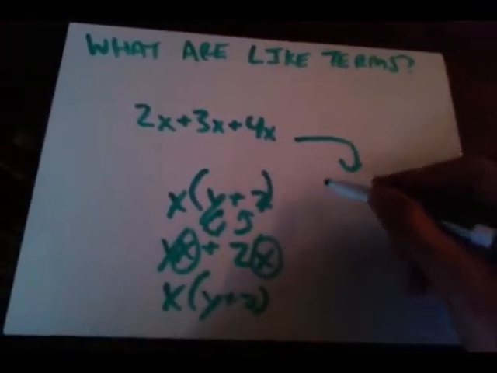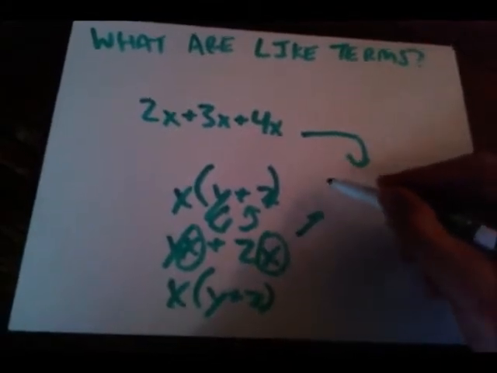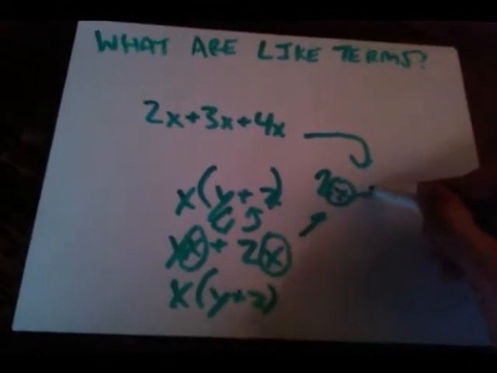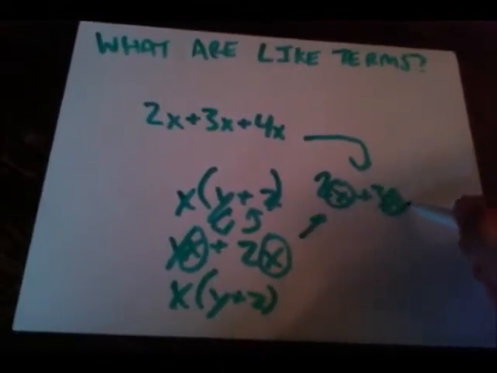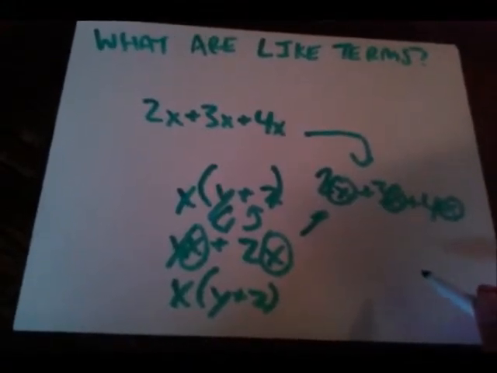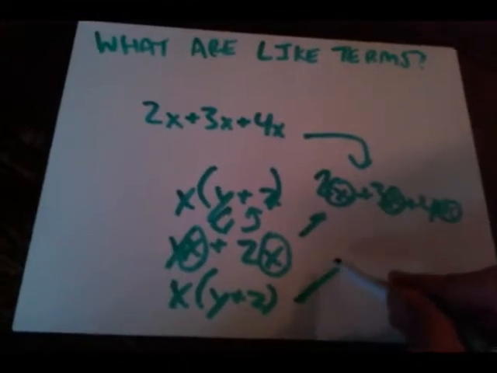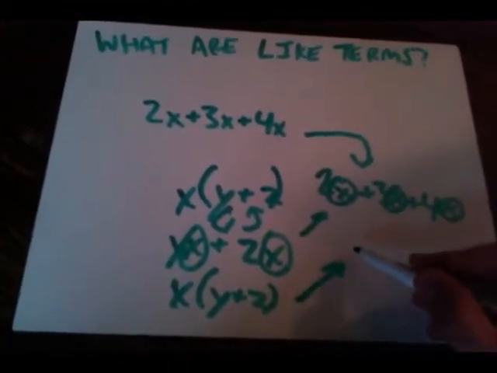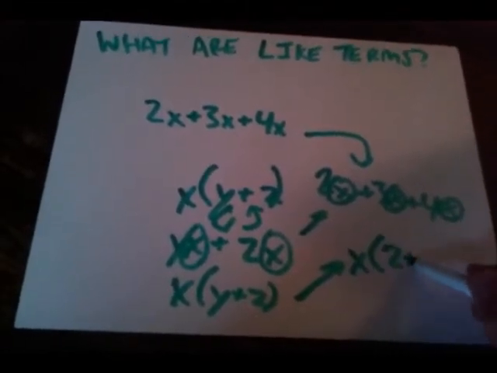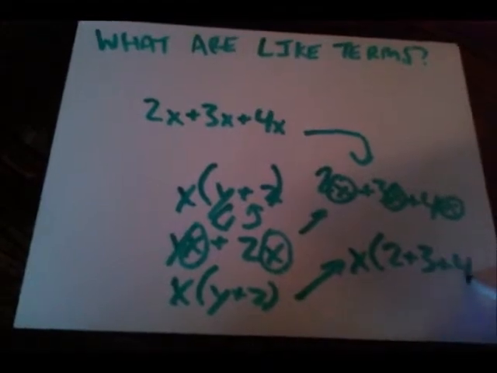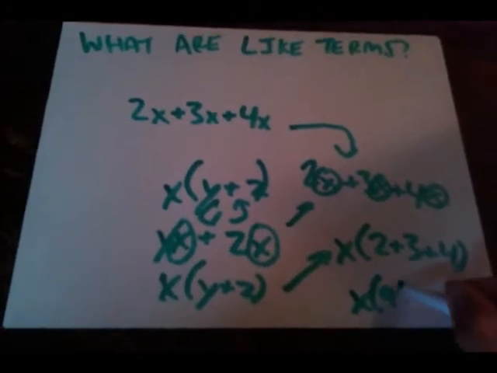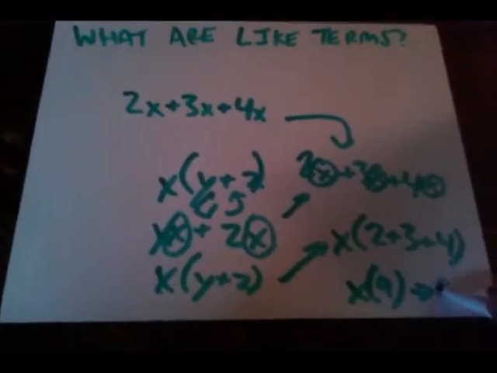So what we want to do is say, okay, we have 2x plus 3x plus 4x. Now we want to turn that into this. So we put the x outside, and then we add 2 plus 3 plus 4. We can add those together. What's 2 plus 3 plus 4? That's 9. So we get x times 9, or 9x.